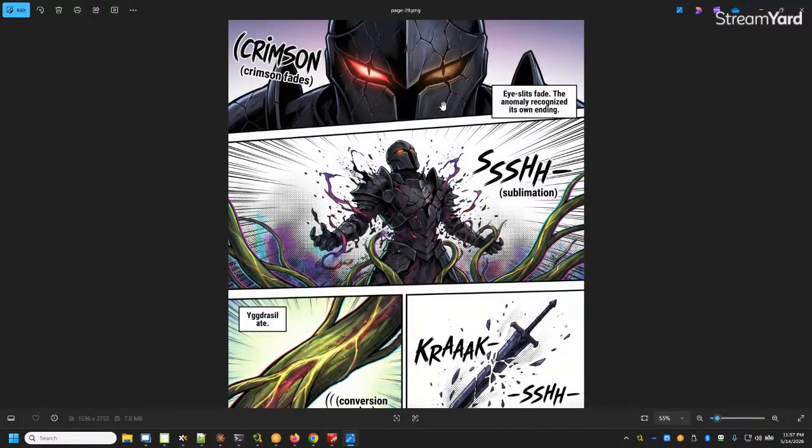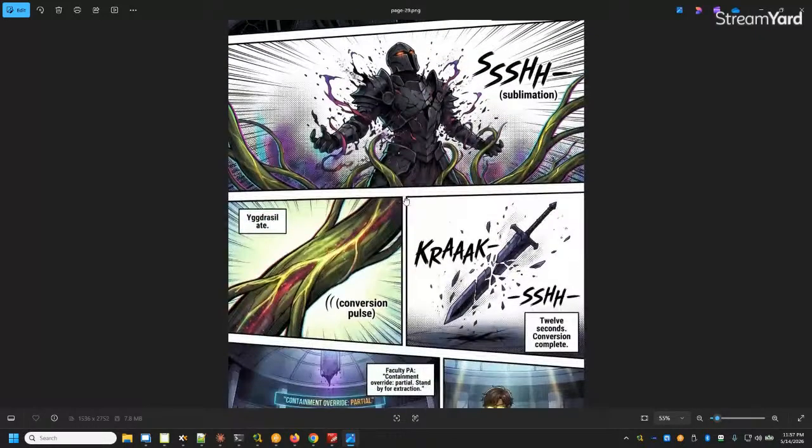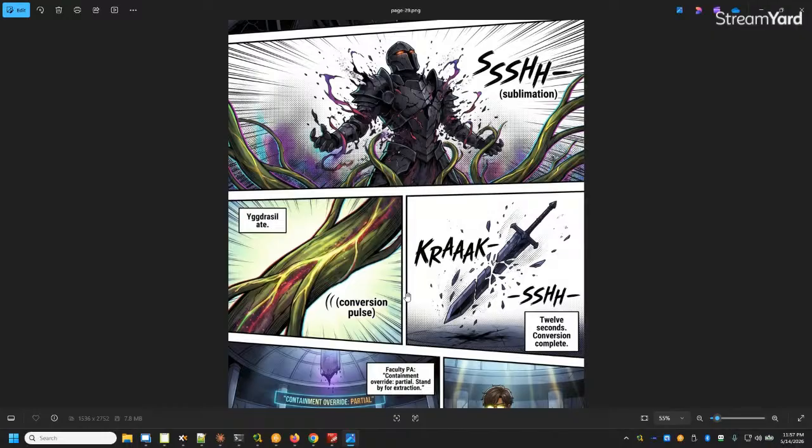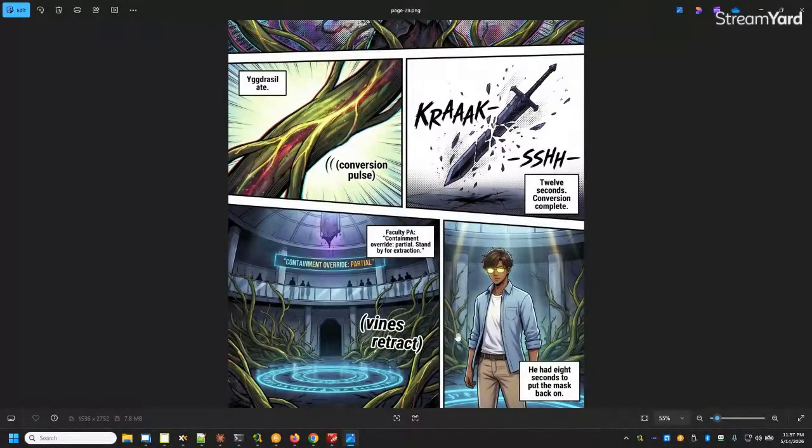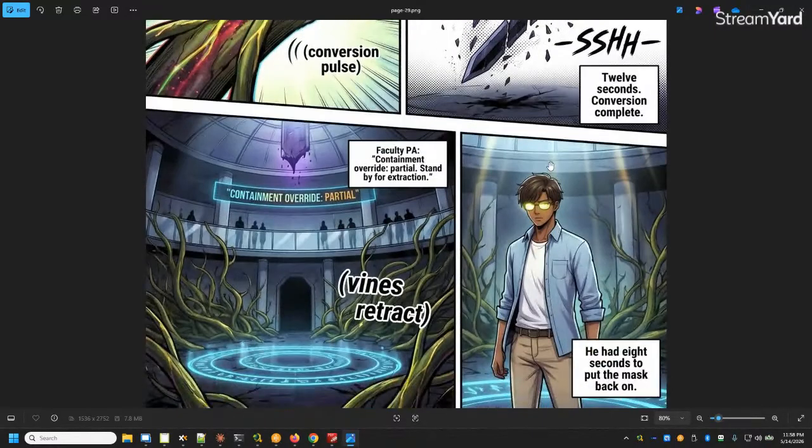Crimson fades, eye slits fade. The anomaly recognized its own ending. Yeah, got poison. Hell, Yggdrasil 8 or Yggdrasil 8 conversion pulse. 12 seconds conversion complete. Yeah, and now containment override partial standby for extraction. And now we have pager again. He had 8 seconds to put the mask back on.